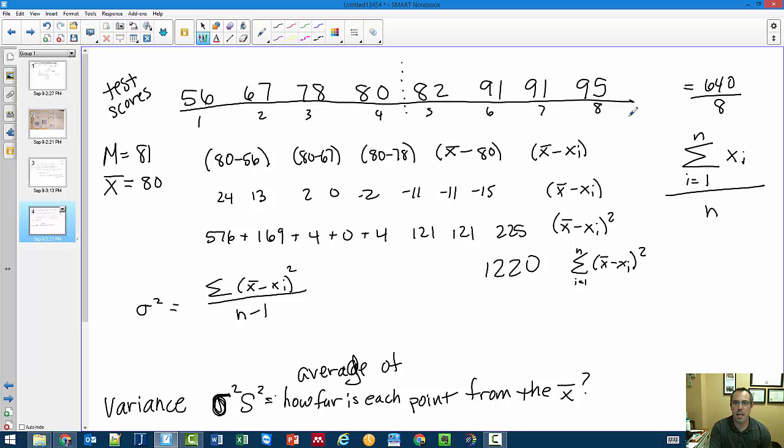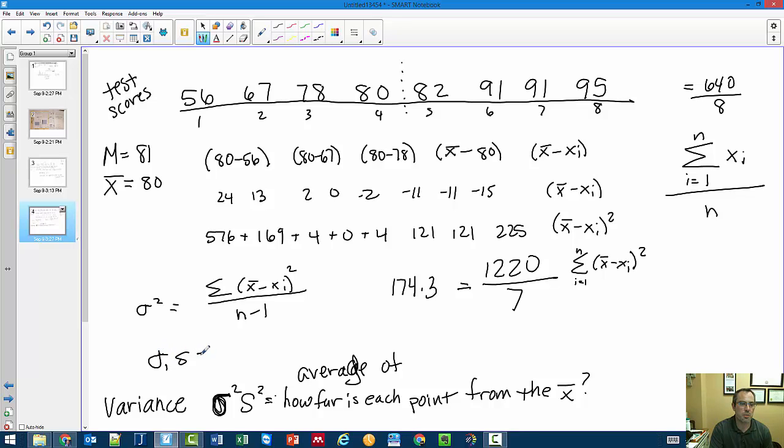Well, remember, I had 8. That's how many things I have. So I'm going to divide this by 7. It's going to be a little bit larger than the average, but that helps me account for that bias. So 1,220 divided by 7 gives me 174.3 when I round that off. All right, so 174.3. Now, the standard deviation is just s.